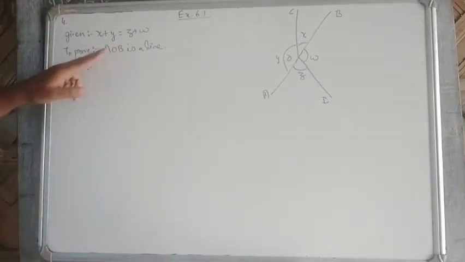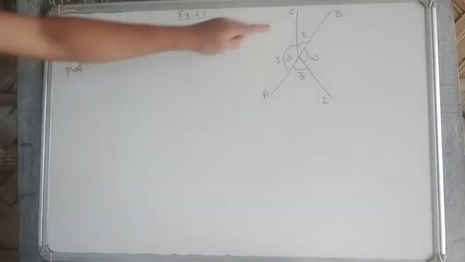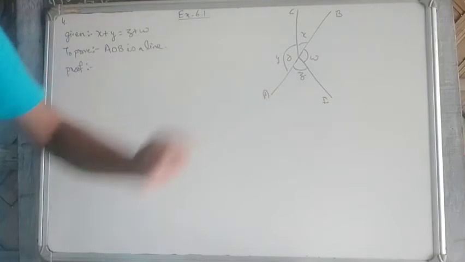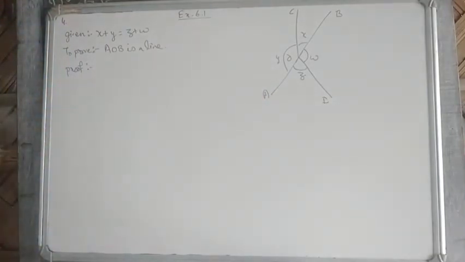Okay. Now what have we been given? Given is that angle X plus angle Y is equal to angle Z plus W. This is what we have been given. And we have to prove AOB is a line. Now how can you prove AOB is a line?